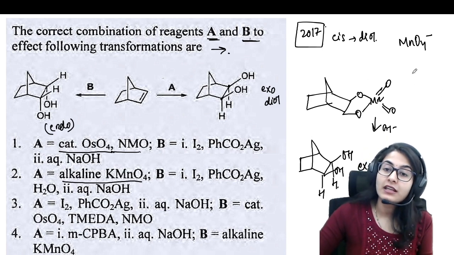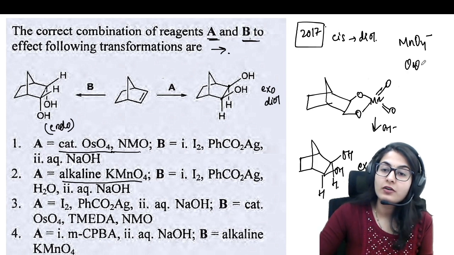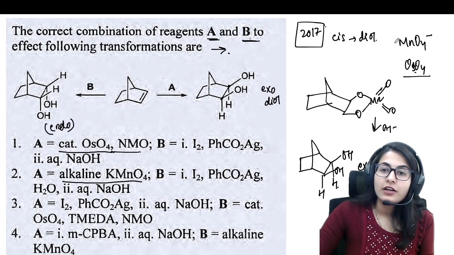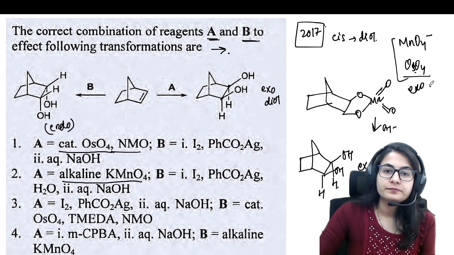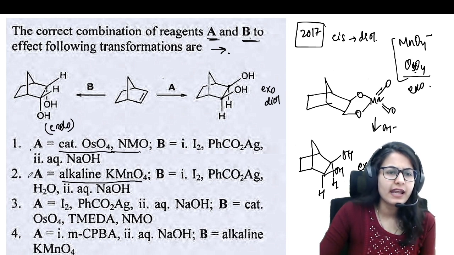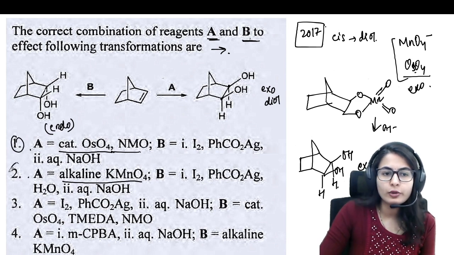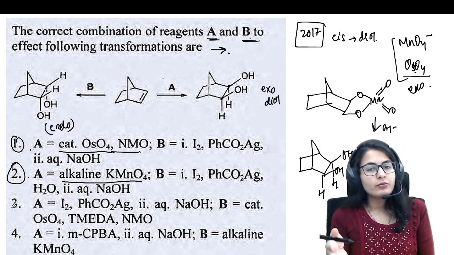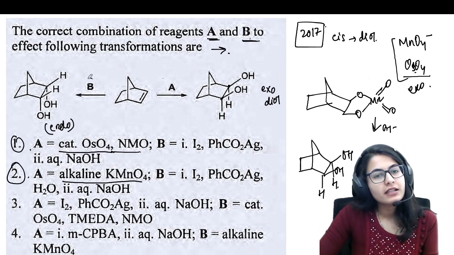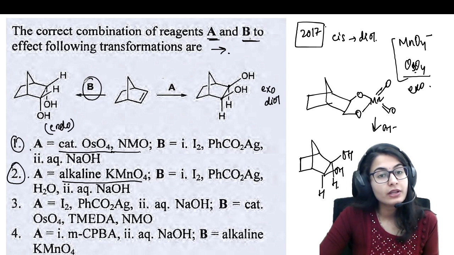And the same thing will happen with the osmium tetraoxide. It is also bulky. Both of them will form the exo. So we can say A and 1 and 2 could be correct. All right, now we move onwards into the second part. In part B, let's see what's going on.